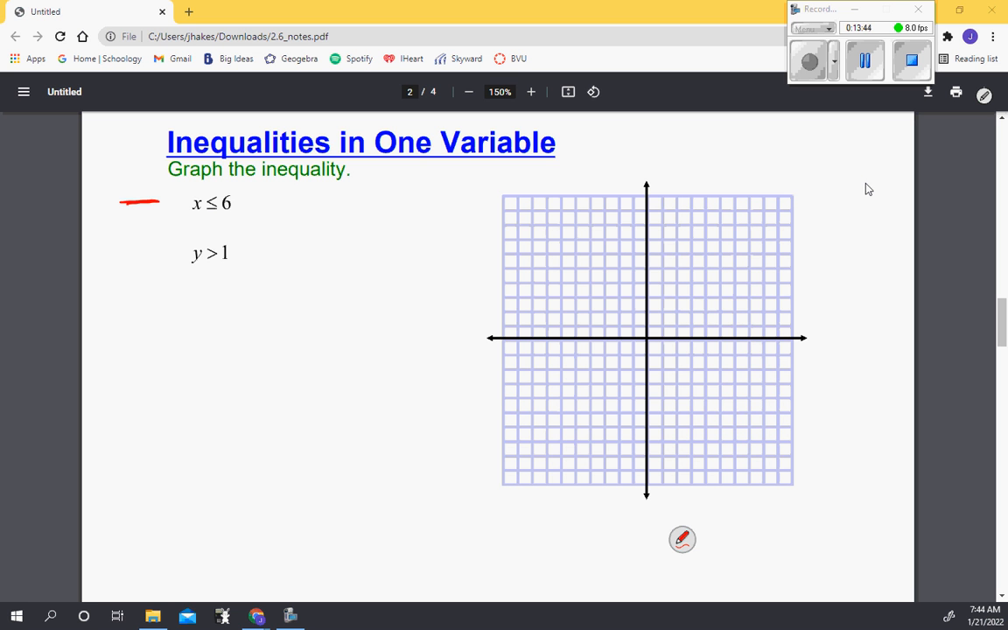I'm going to rewrite this in something we kind of remember. X equals 6. That was a line right on the x-axis, right at 6. Everyone should have a point right at 6 on the x-axis. And then ask yourself, is this a horizontal line or vertical line? If it's x equals a number, it is a vertical line. So we're going to have a line going straight up and down through that point.